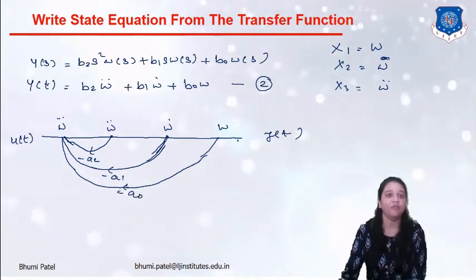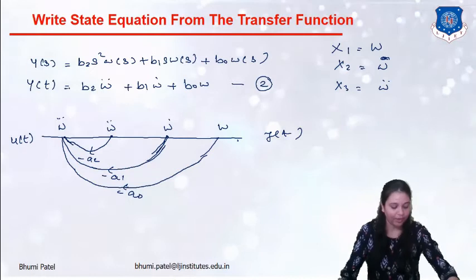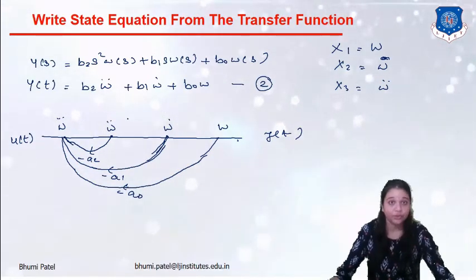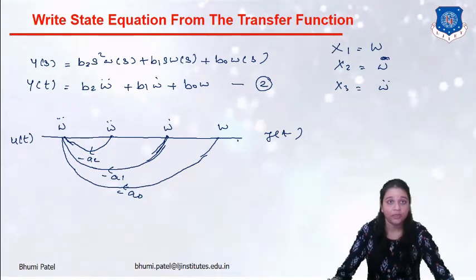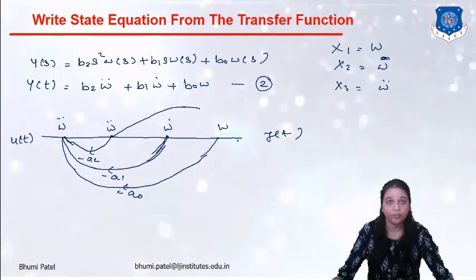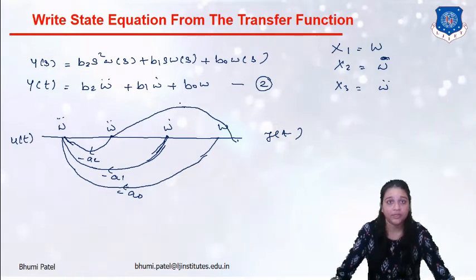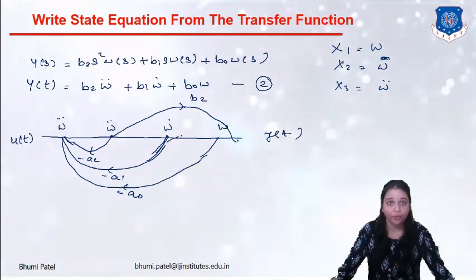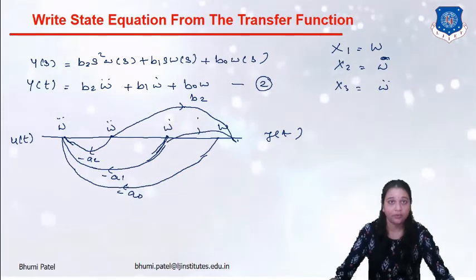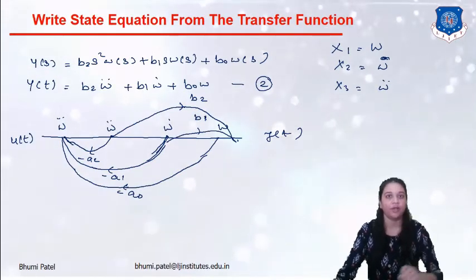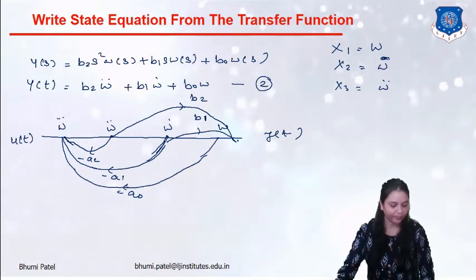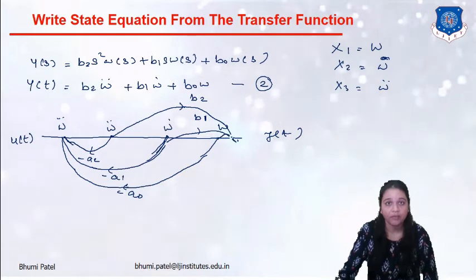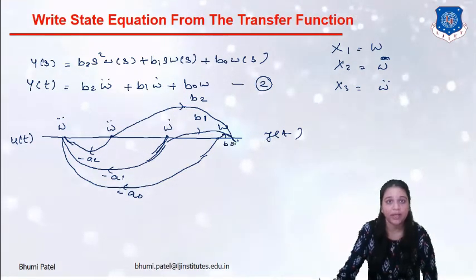Now for the y of t equation, we have to draw. So for that, b2 w dot. Our output is y of t and input is w double dot. So the arrow is like that, and the value is b2. Now w dot to y of t, and the value is b1. And starting with the w, ending with the y of t, this is my b0.